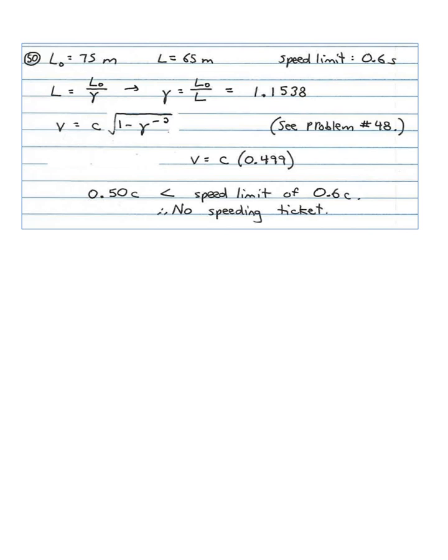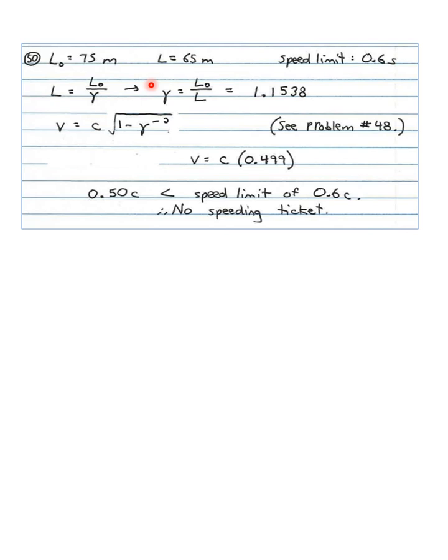All right. So proper length is 75 meters. Observed length is 65 meters. And we want to see what speed it is going. And you can go back to problem number 48 and see my derivations. First of all, let's figure out what the gamma needs to be. Gamma is proper length over length, 1.1538.